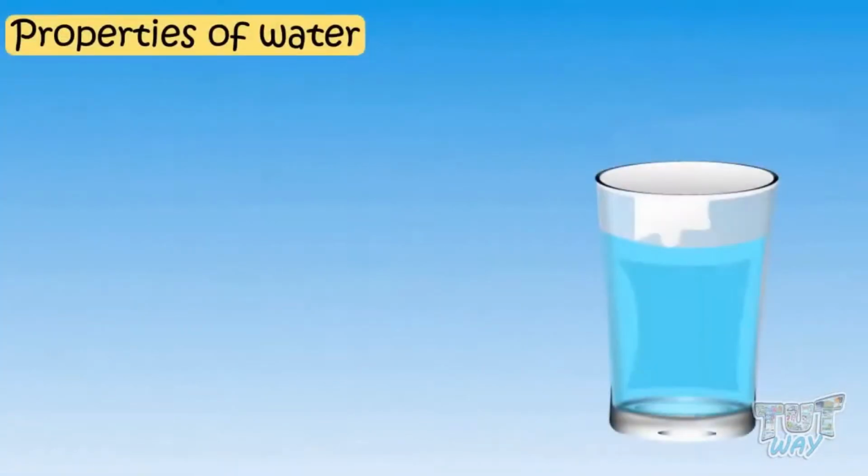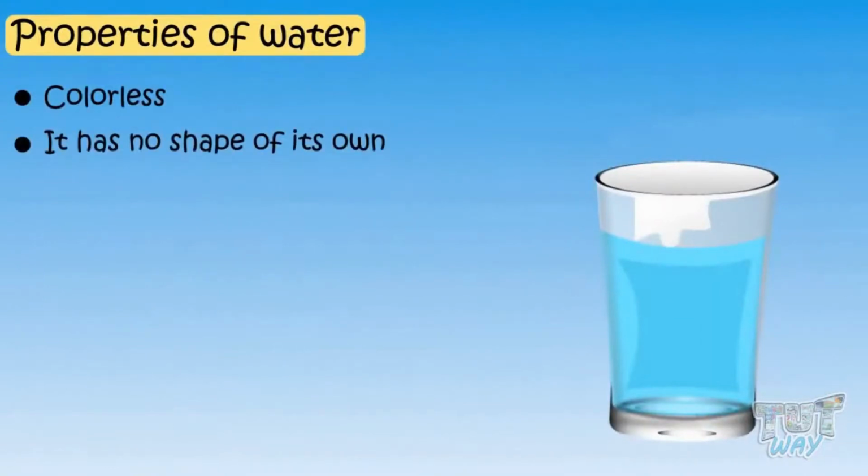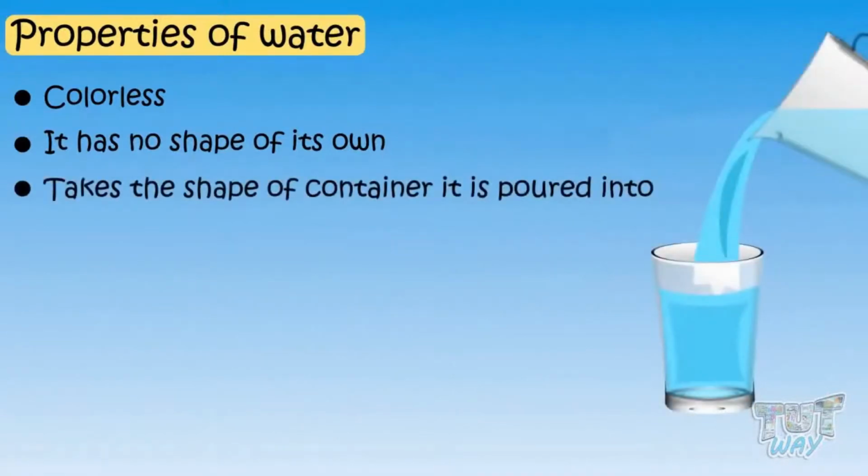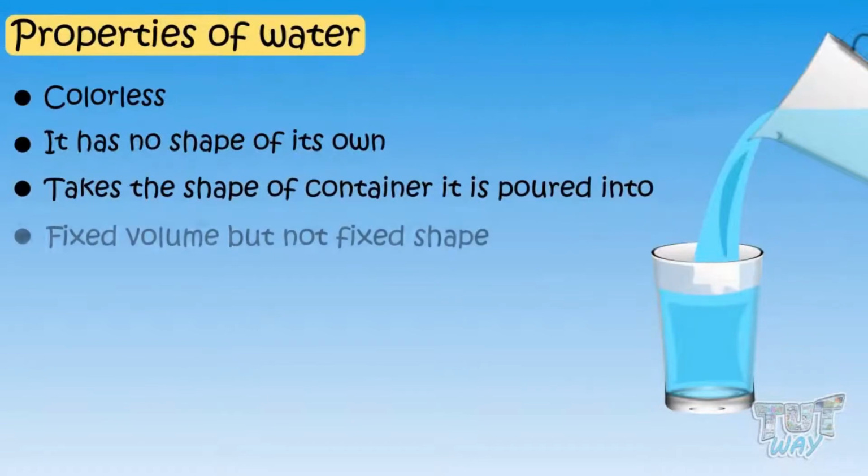Now let's learn some properties of water. Water is colorless. It has no shape of its own. It takes the shape of the container it is poured into. Water has a fixed volume, but not a fixed shape. Let's try to understand this.